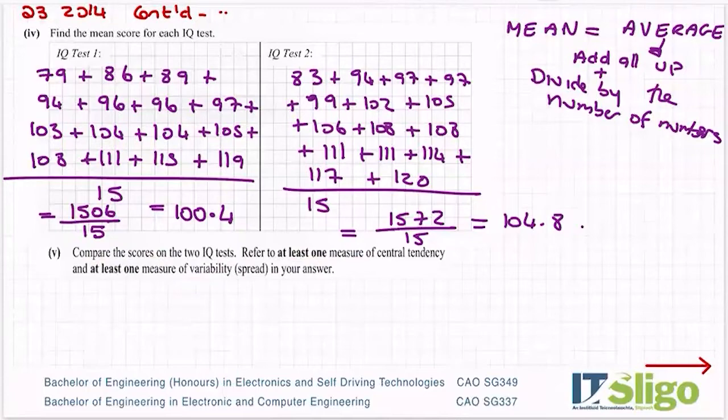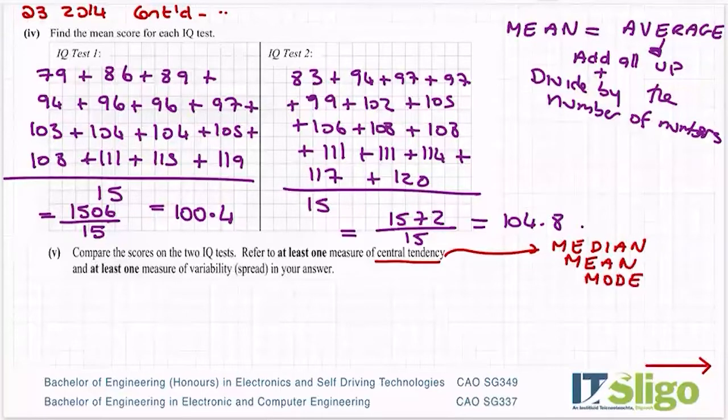Okay, measures of center, or measures of central tendency, are your median, your mean. So we found both of them, and there's a third one called mode. Okay, so measures of variability are range, or there's another one called interquartile range, and we'll be coming to that in a minute. They are your measures of spread.